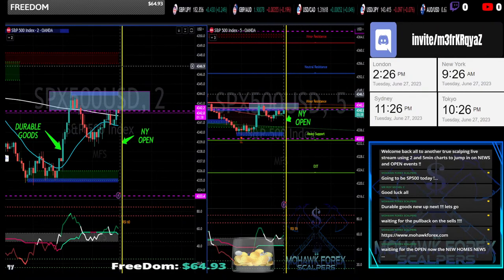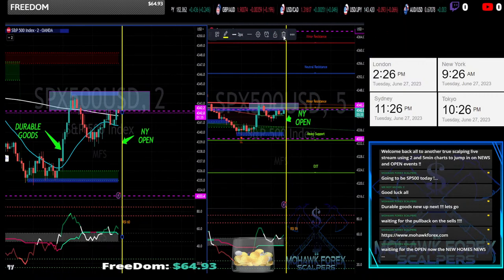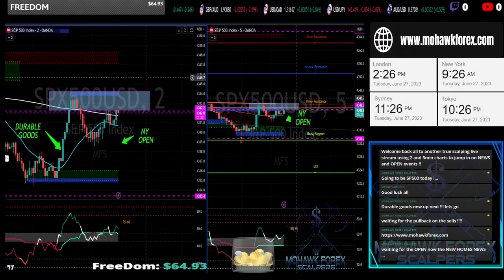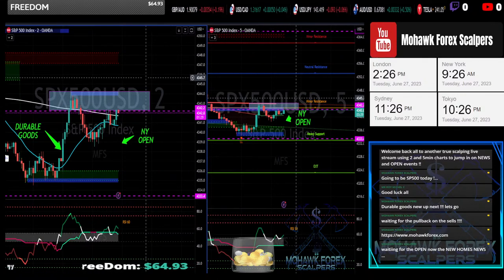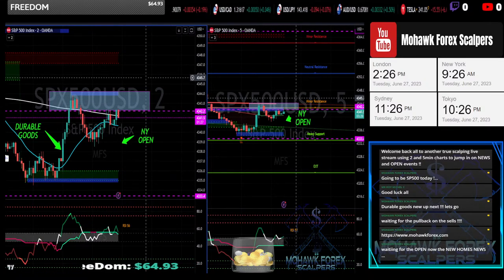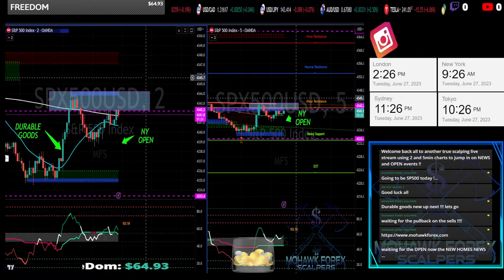I'd say a couple of candles away from the open. Let's see if price is going to do that nice double top, as you can see. Pulling back out of the zone again.